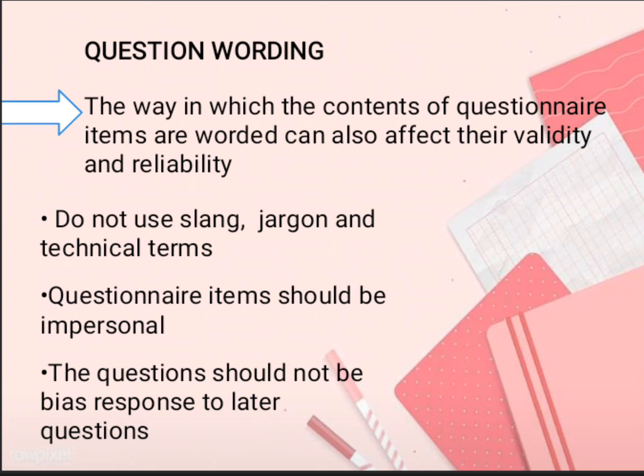The way in which the contents of questionnaire items are worded can also affect their validity and reliability. It is, therefore, a good idea to avoid questions that tend to be misunderstood because of difficult or unclear wording. Such questions can result from the use of biased and emotionally laden terms. In general, it is also a good idea not to use slang, jargon, and technical terms. Questionnaire items should be impersonal, and the questions should not bias responses to later questions.